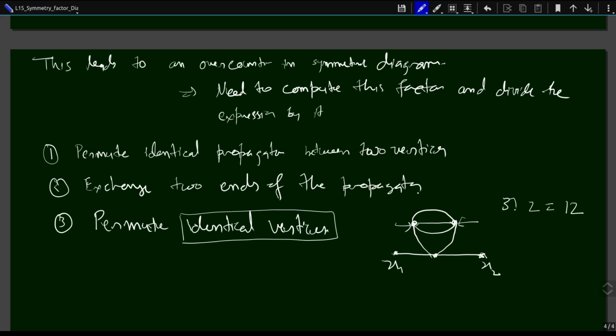So I have to divide whatever expression of this diagram I will get by 12. And that is coming from the symmetries basically. So this is a set of 3 rules you use to compute the symmetry factor of the diagram.